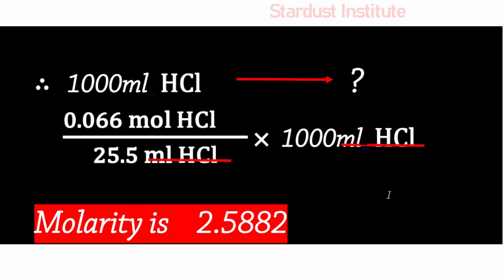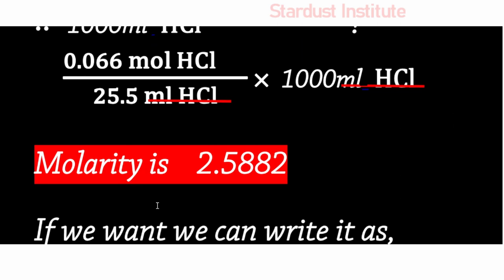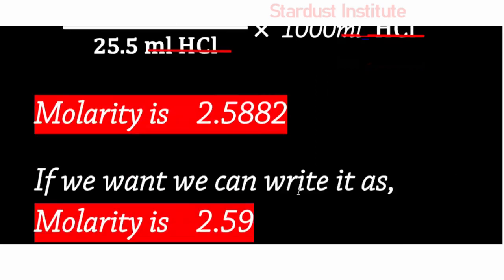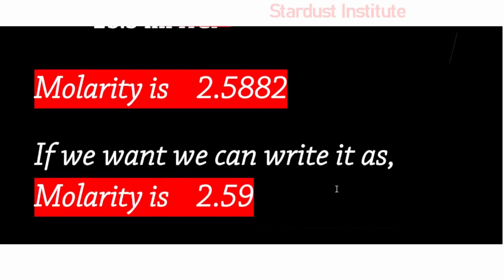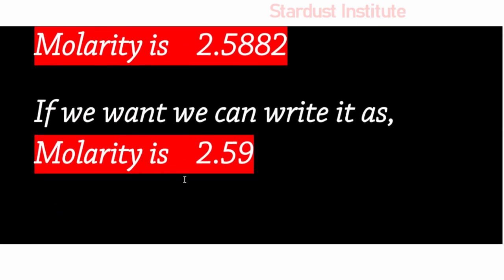Now we get our answer. We have found our answer, molarity. I use my calculator to find the answer: 2.5882 molarity. There are 4 decimal places here. 4 decimal places are not necessary. If we want, we can write it as 2.59 M molarity.